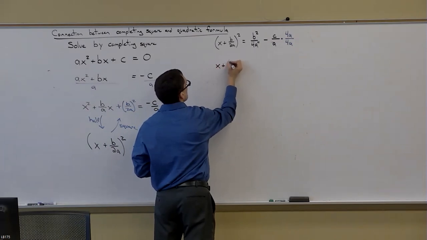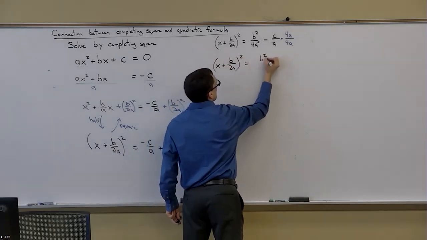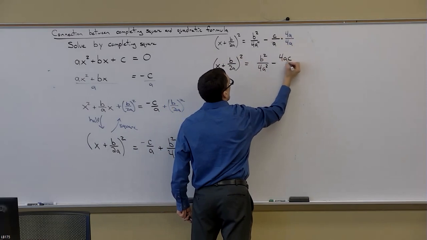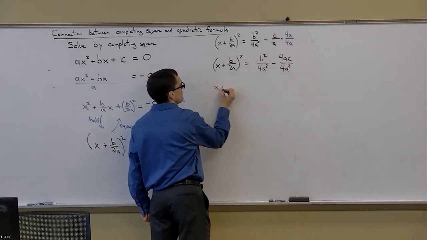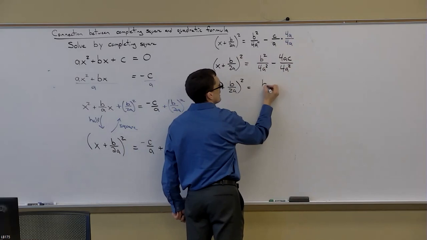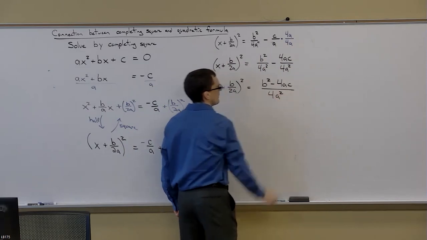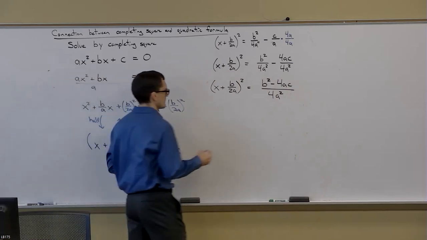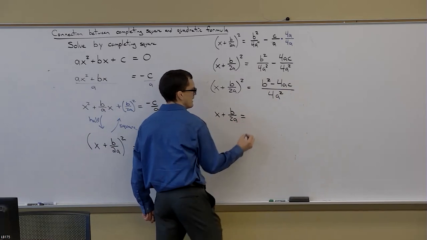So you get x plus b over 2a squared equals b squared over 4a squared minus 4a times c over 4a squared. One more step after we get common denominators before I get to the square roots is to, since I have common denominators, combine the numerators. Now let's apply the square root property or the square root method.